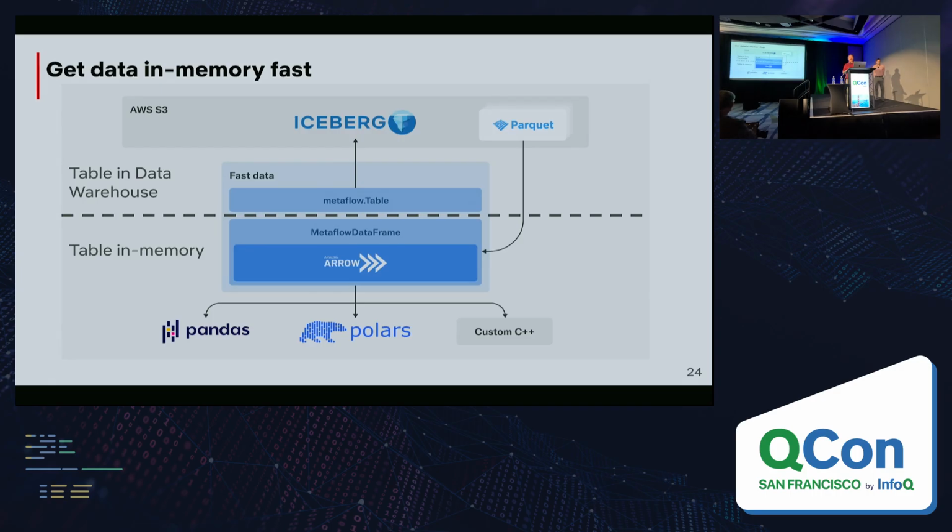And the use cases here might be some last-mile feature engineering or actually training your model. And so we provide two abstractions, Metaflow Table and Metaflow Data Frame. Metaflow Table is an abstraction that represents data in the data warehouse. At Netflix, our data warehouse is an Iceberg, an Apache Iceberg table. If you're not familiar with Iceberg, it's a metadata layer on top of raw data files.